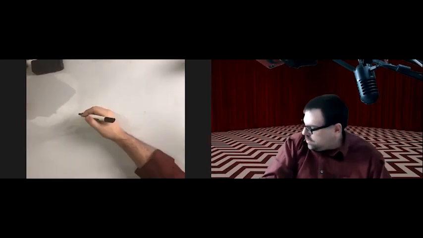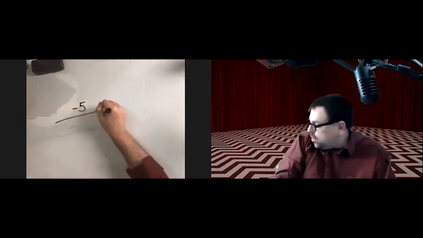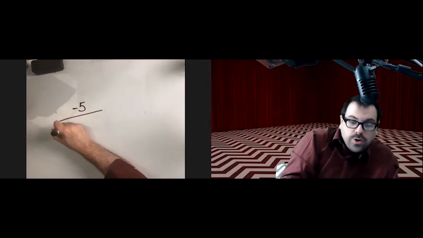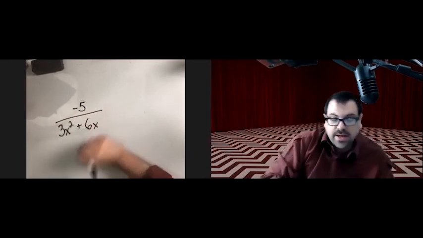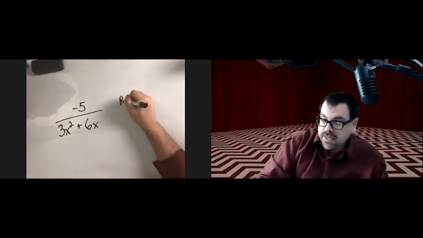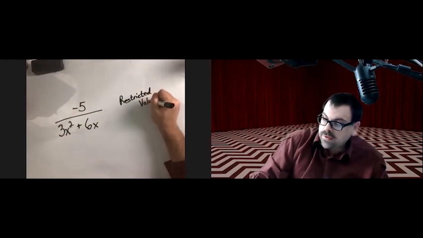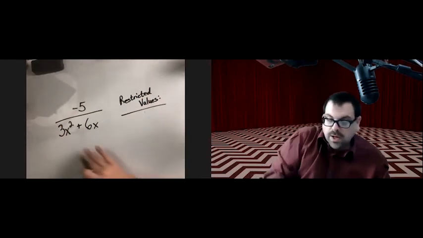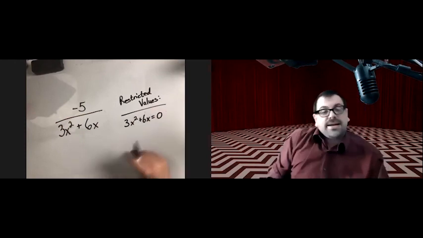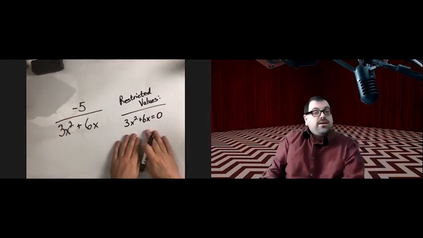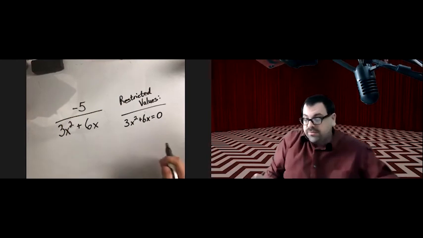What would be any restricted values of negative 5 over 3x squared plus 6x? What would be the restricted values? Well, it would be what we get when we take the bottom, 3x squared plus 6x, and we set it equal to 0. We have a quadratic. What do we do? Everything on one side, 0 on the other, factor, and solve.